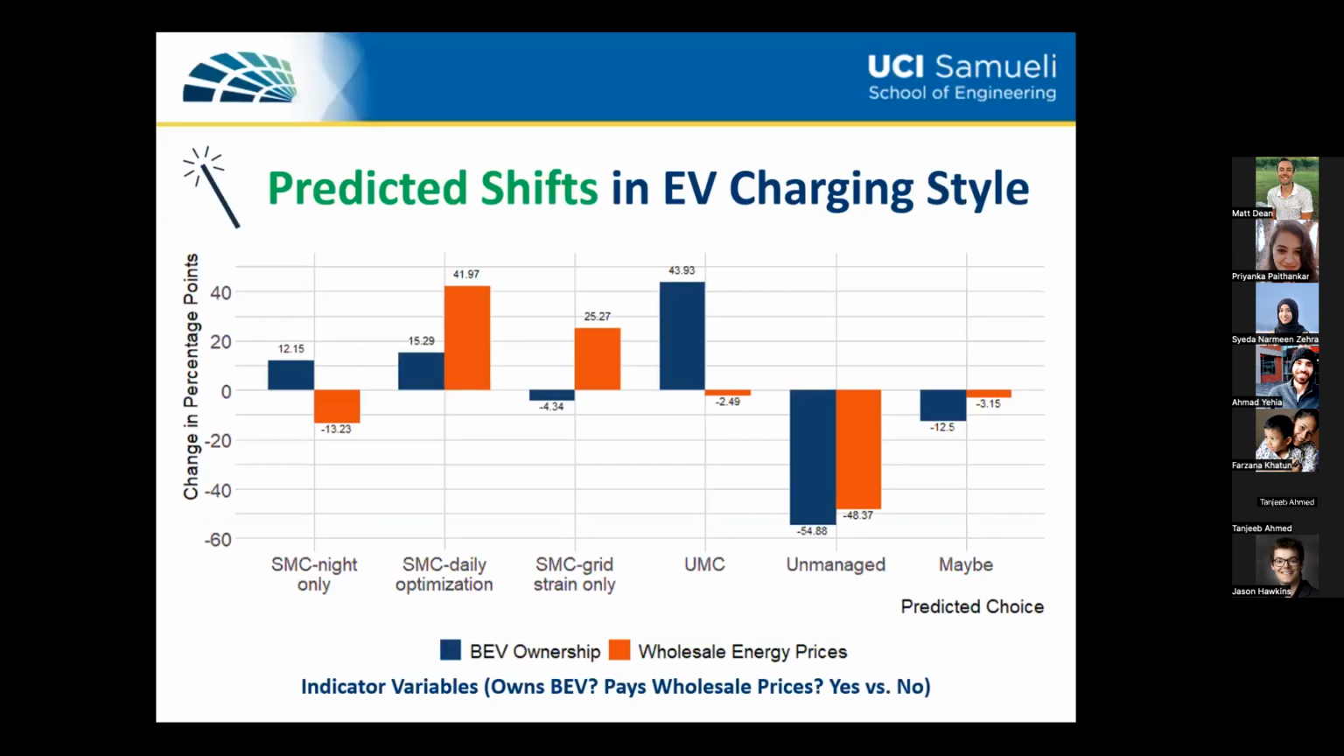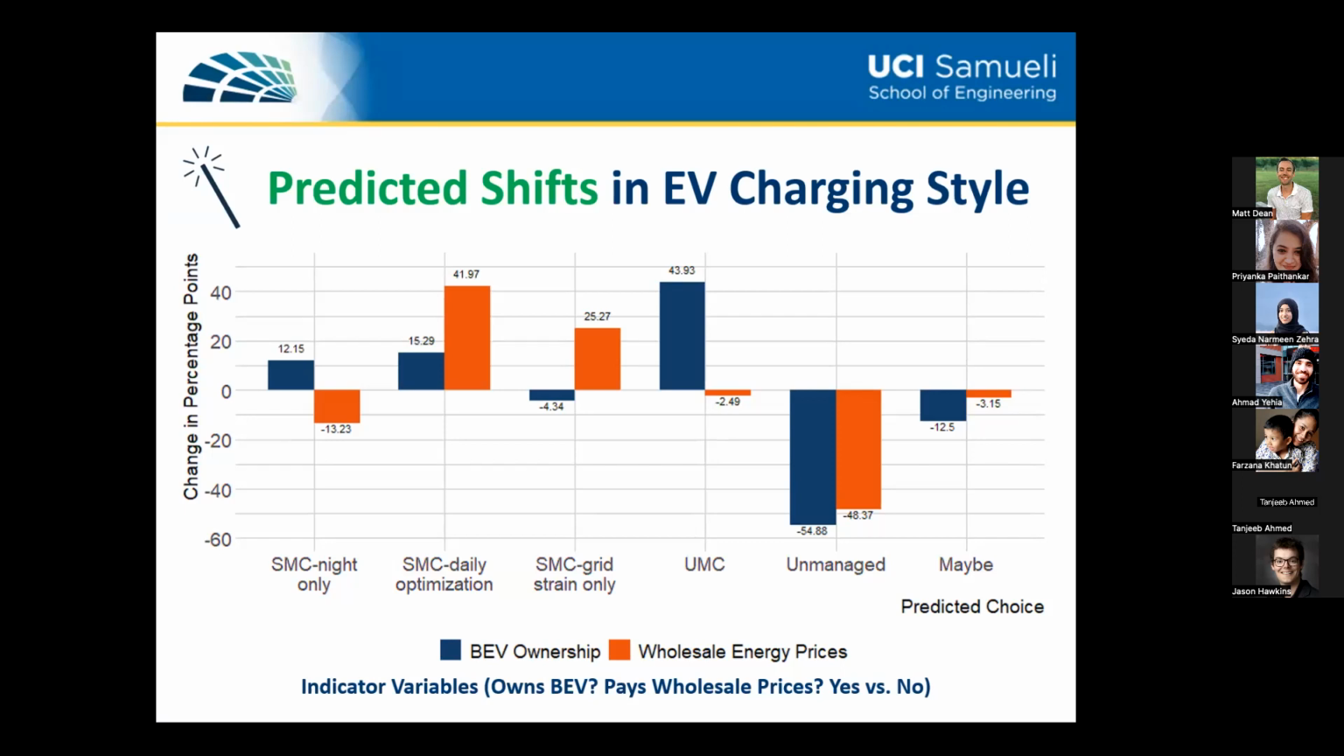If we were able to wave a magic wand and show practical significance here, BEV ownership and wholesale energy prices were the most likely to change the preferred charging style. So if everybody shifted from not owning a BEV to having a BEV, in blue, we're likely to see more people choosing user managed charging with an app or timer, or doing it for night only or for the day.